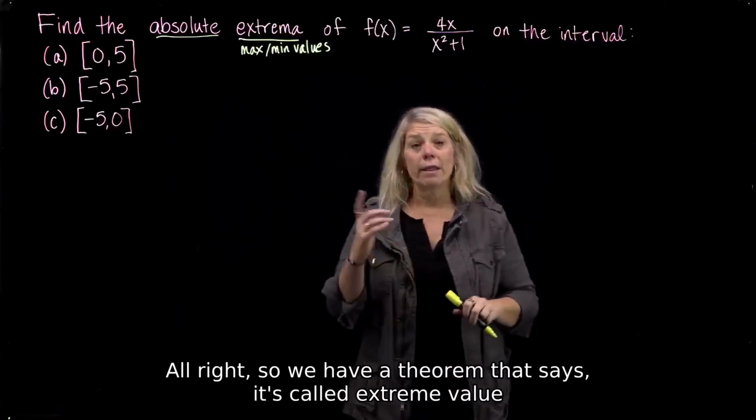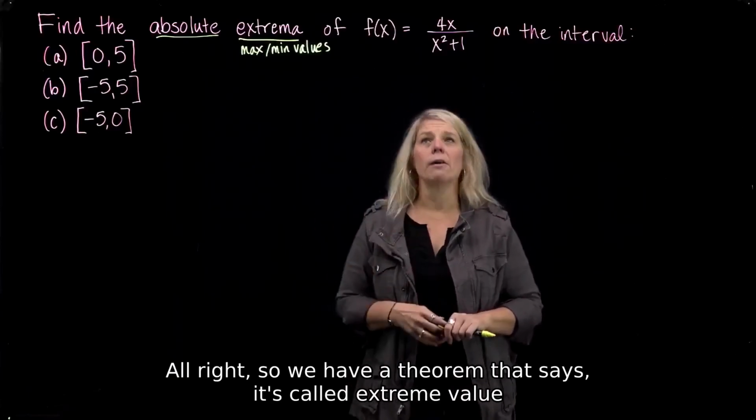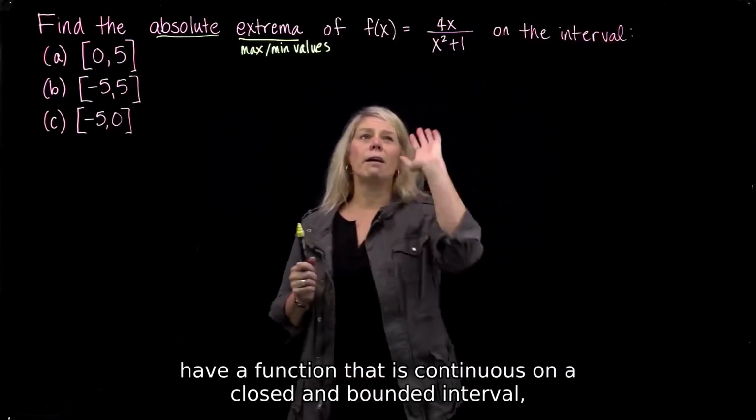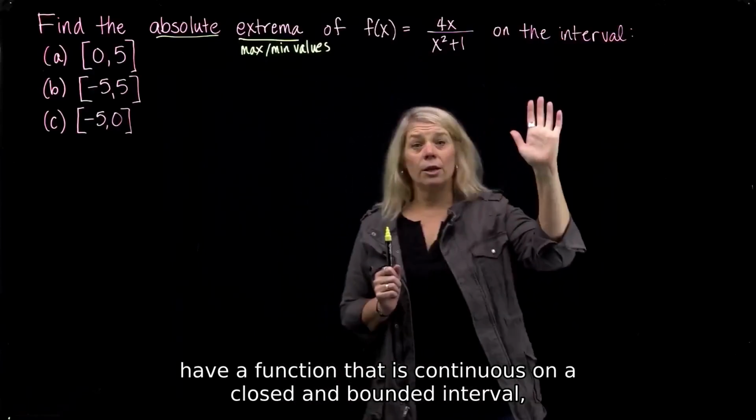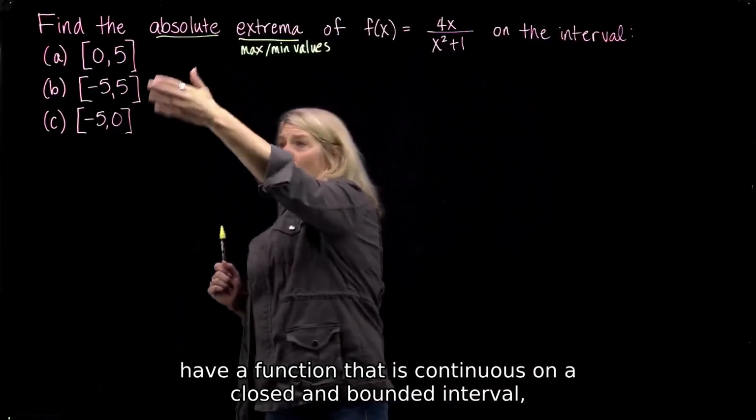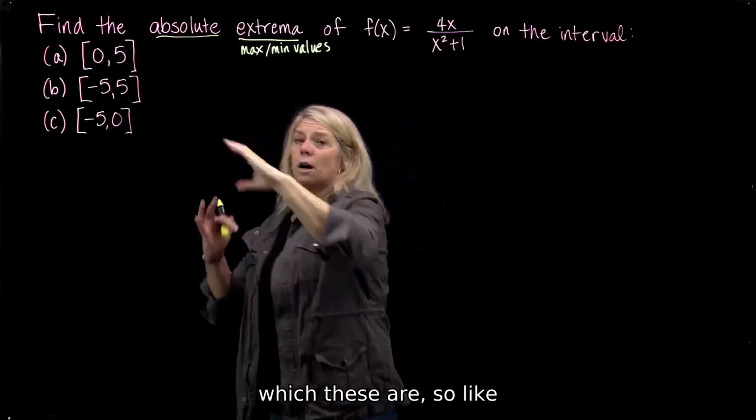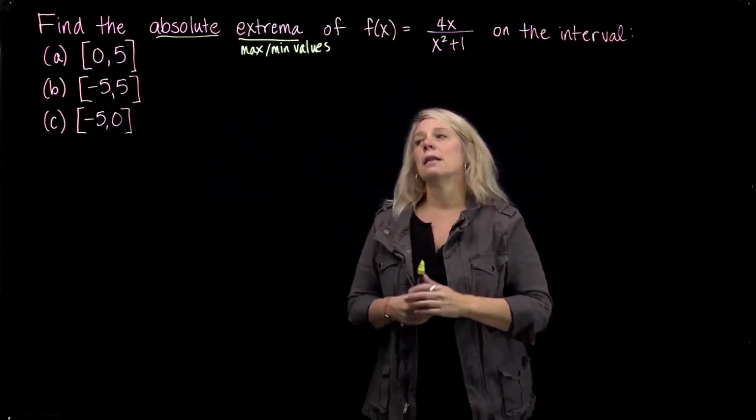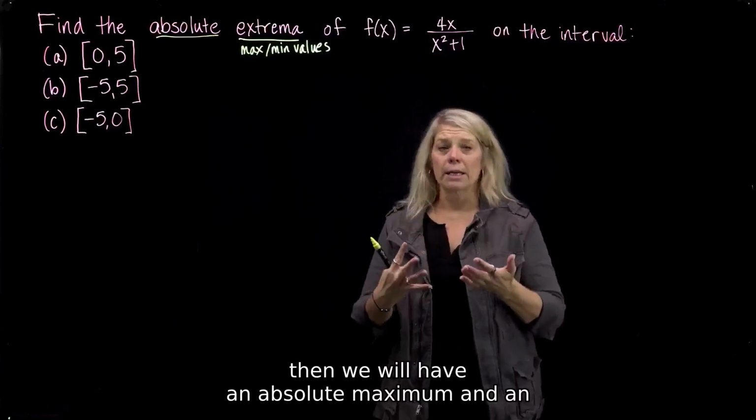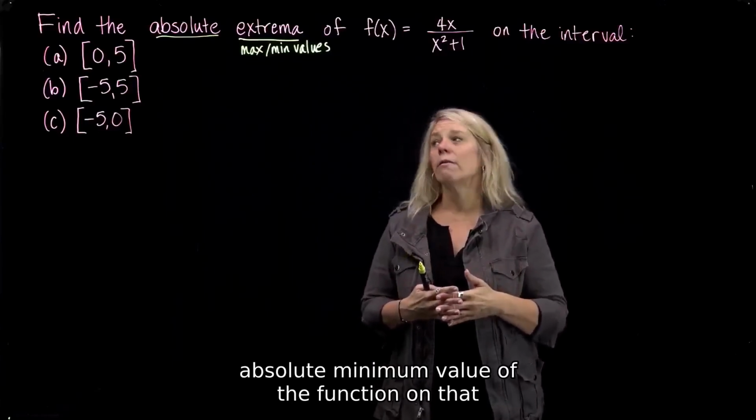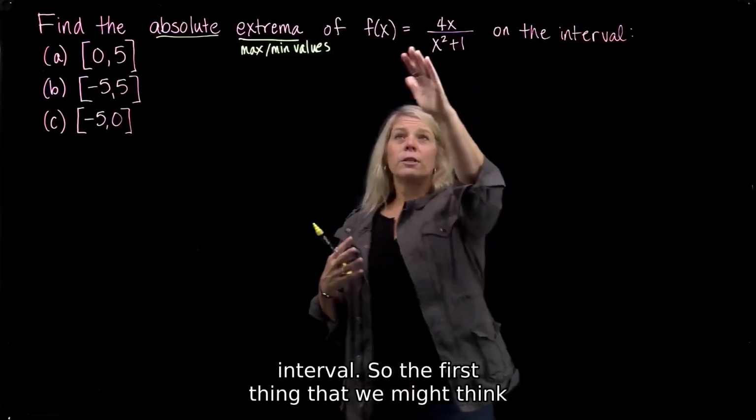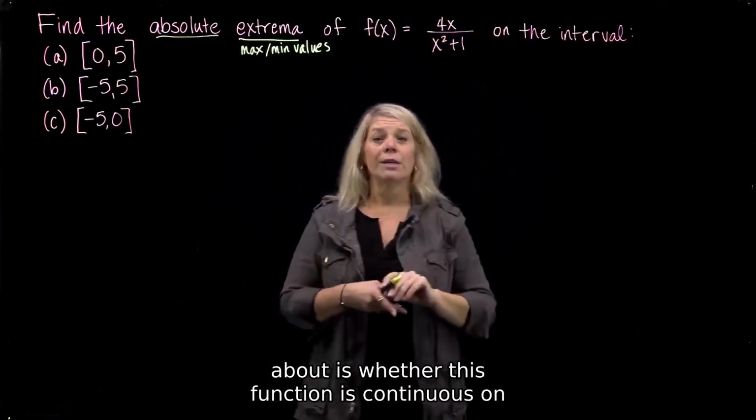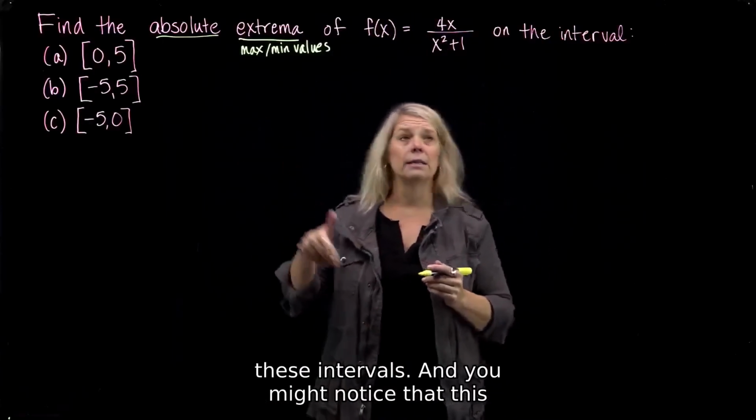All right, so we have a theorem, called the extreme value theorem, that says if we have a function that is continuous on a closed and bounded interval, which these are, so like an interval from A to B, including those endpoints, then we will have an absolute maximum and an absolute minimum value of the function on that interval. So the first thing that we might think about is whether this function is continuous on these intervals.